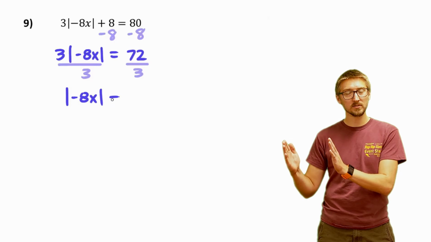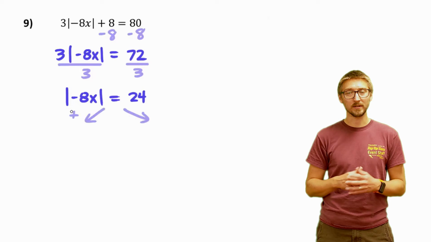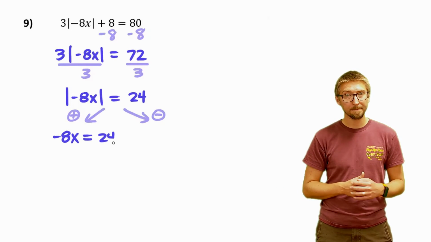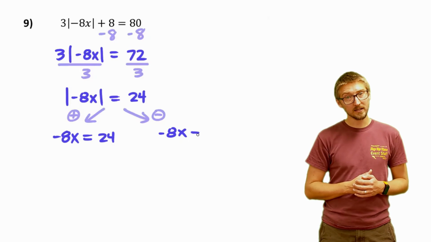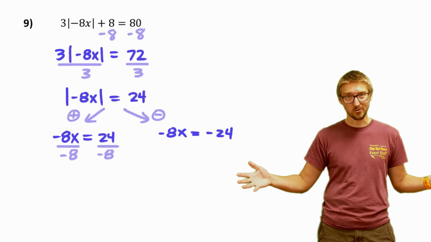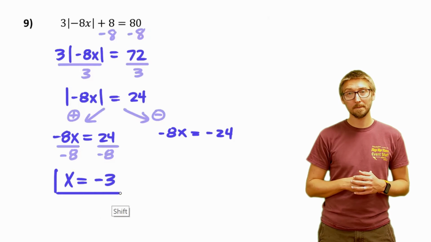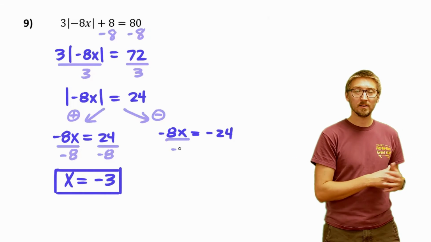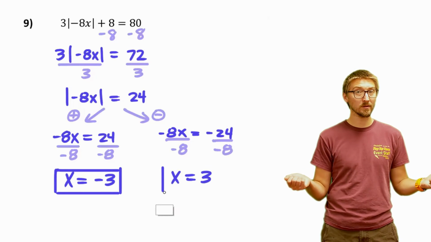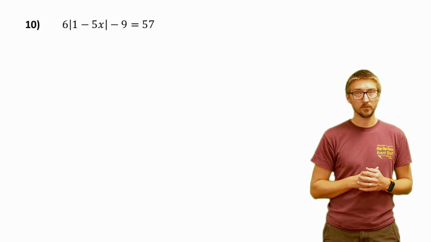The absolute value of negative 8x equals 24, and now I can branch out because the absolute value is isolated by itself. So the positive branch says negative 8x equals 24, and the negative branch says negative 8x equals negative 24. If you divide by negative 8, in fact, that's the only step in both of those branches that's still left to do. On the positive version, I get negative 3. And then doing the same thing on the negative version, I get positive 3. So my answers here are 3 and negative 3. 2 solutions.